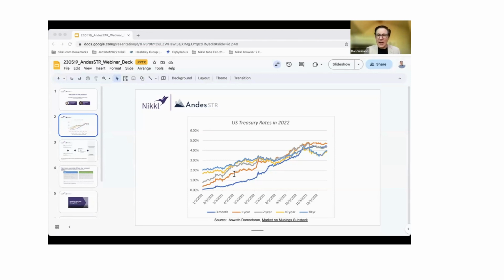And I want to highlight again on the slides a little bit. This first slide here is just showing you the trend in US Treasury rates in 2022. So you've got the shorter end, which is the 3-month, the darker blue, all the way to the 10-year and the 30-year. And if you notice over time, what has happened is the actual curve has either inverted or flattened, and we'll talk about what that means and what that has to do with anything.